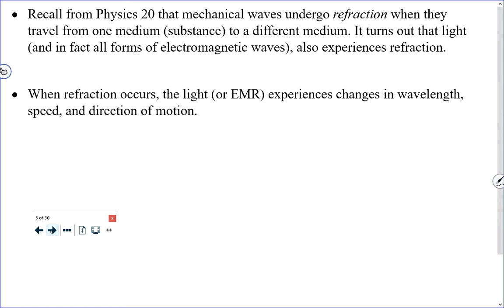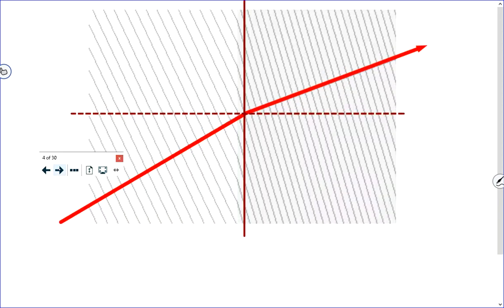And I will tell you right now that if the wavelength of the wave, when it undergoes refraction, gets longer, then the speed will get larger. If, when refraction occurs, the wavelength of the wave gets shorter, then the speed will get smaller. So whatever happens to the wavelength happens to the speed. And we'll worry about the direction of the motion in a little bit.